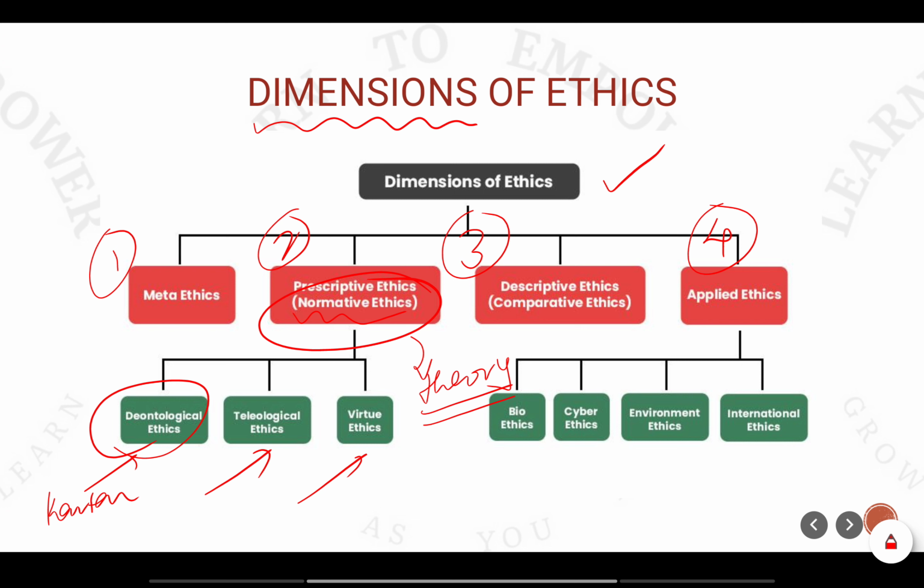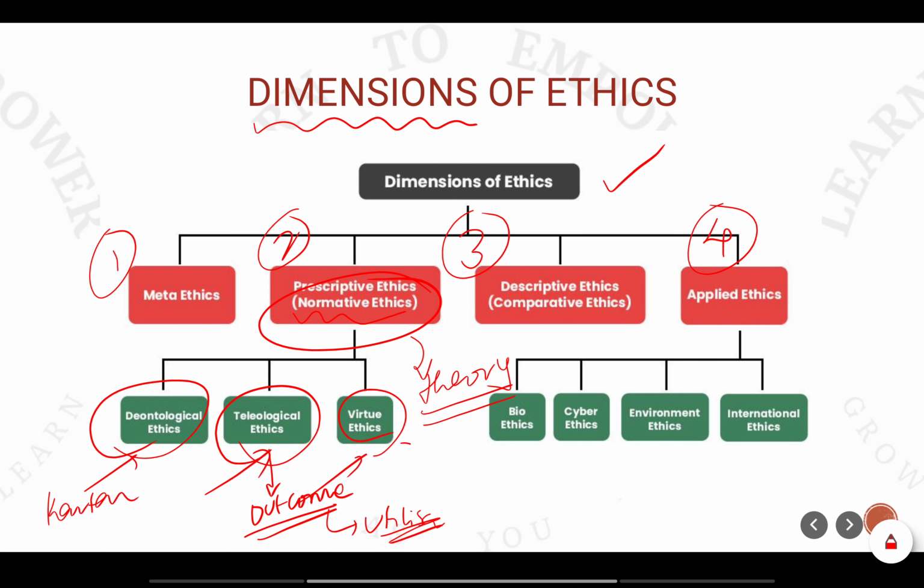Teleological ethics talks about actions. What are the actions that you are doing? What is the outcome? So this is primarily based upon the outcome of your action. It is not concerned with your intention, but definitely with the outcome. The person involved is associated with the utilitarian principle given by Jeremy Bentham.